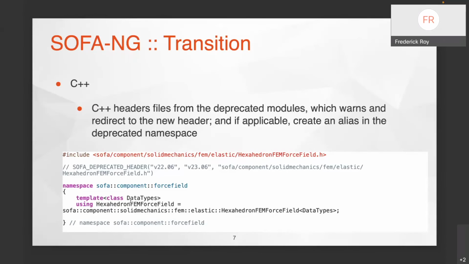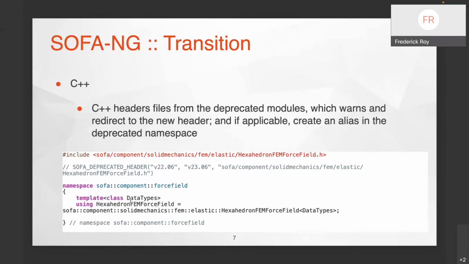After that, you have the namespace. The old namespace of Hexahedron FM force field was inside SOFA component force field only, and now there is a new force field namespace. This creates an alias, like I said before. It's the same object, the same definition, but in another namespace. It's almost the same as the real object, but sometimes you cannot do the same. Like I said before, you cannot specialize, for example, sofa.component.forcefield.hexahedronforcefield if you are using this header.